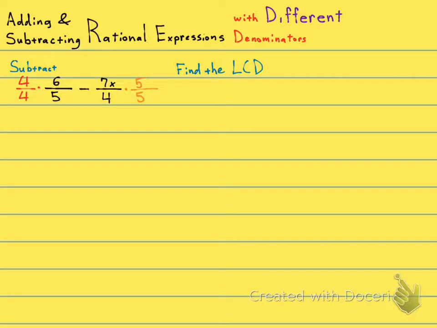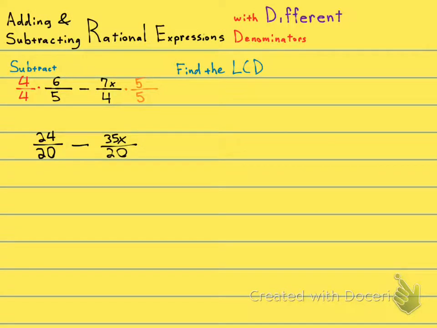The whole point of this is that we're trying to get a common denominator. Now, when I look at this fraction, I'm going to have 20 in the denominator. And when I look at this fraction, I'm going to have 20 in the denominator. Okay, those are now going to be like terms. So let's just see what happens with the numerators. 4 times 6 is 24. 7x times 5 is 35x.